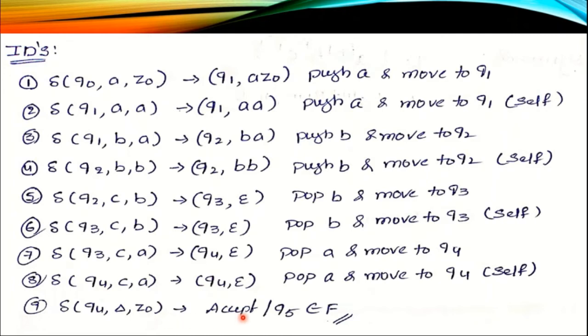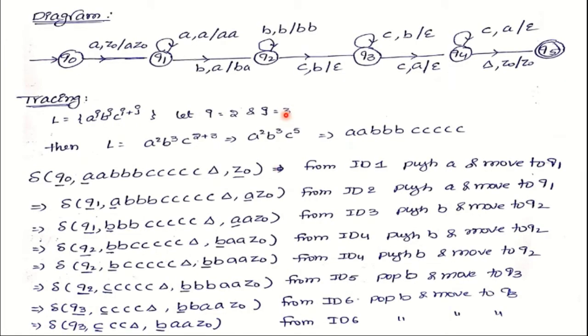Here Q5 is the final state. So these are the instantaneous descriptions for constructing the pushdown automata for A power I, B power J, C power I plus J. Now we observe the pushdown automata diagram for this particular language.